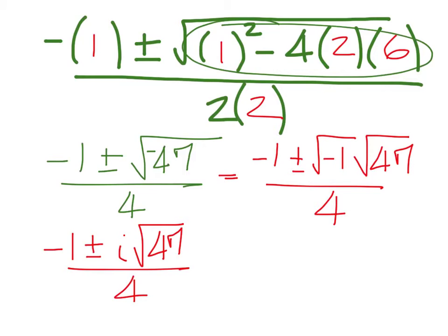Once you reach this point, you have to check to see if you can simplify any of this stuff. Is there a number that all three of these terms have in common? Negative 1, i square root of 47, and 4. Is there anything I can factor out of all three of those items? I don't believe there is. So if you reach that point, then you're finished. This is your final answer.